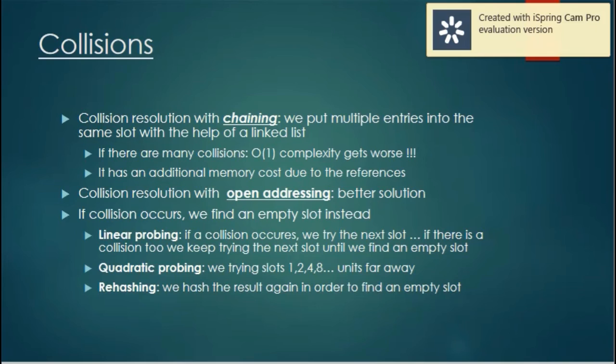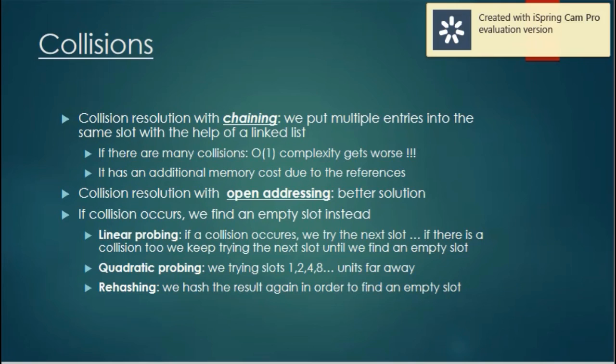So just to summarize collisions, we saw two ways to solve a collision in the previous slides: the chaining and open addressing methods. In collision resolution with chaining, we put multiple entries into the same slot with the help of a linked list. If there are many collisions, then O(1) complexity gets worse. Why? Because in the worst case scenario, we generate the same index for all of the keys. It means we are going to end up with a linked list, because we have to store all the items with the same array index.